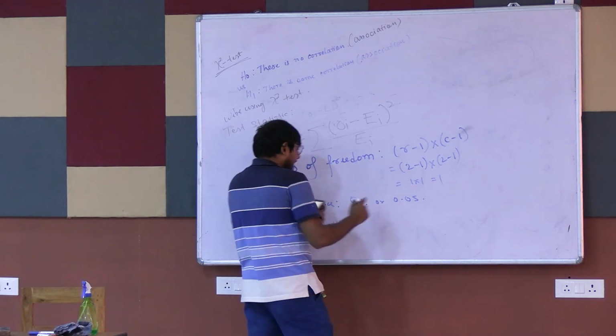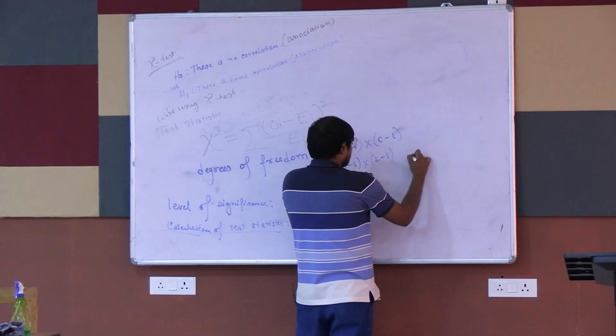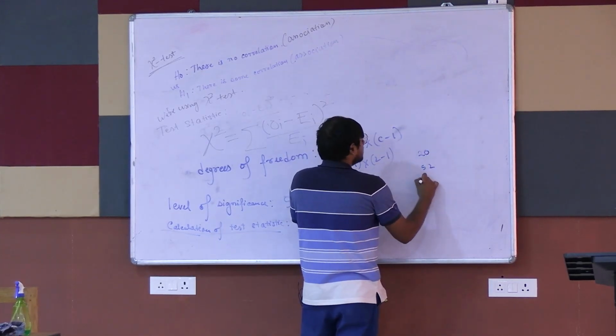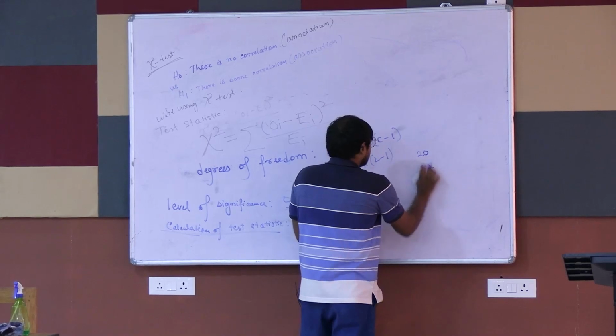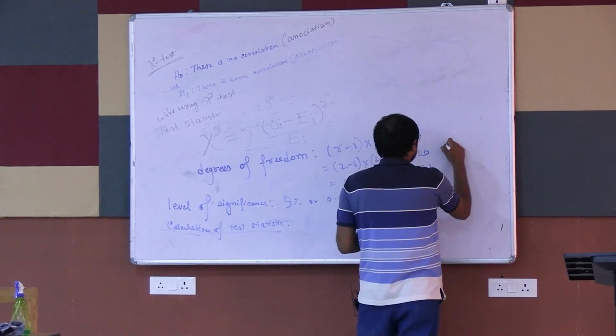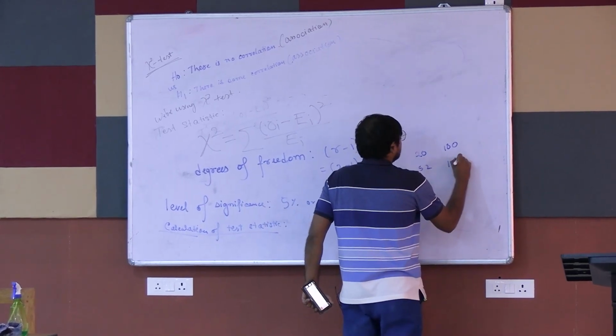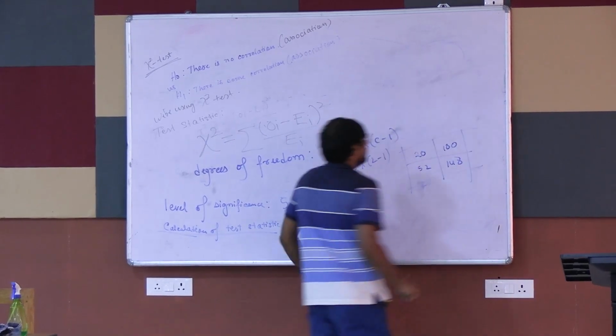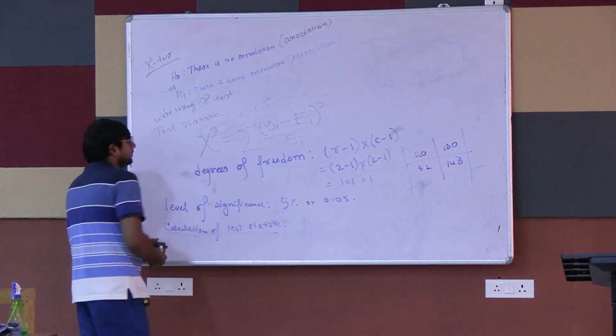So let's calculate the test statistic. The values here are 20, 52, 72. I'm not going to take the total. I'm going to do it with you all. 180, 148. These are the values which were given.